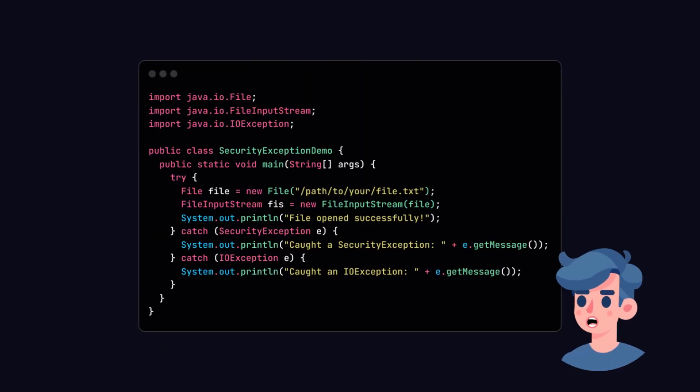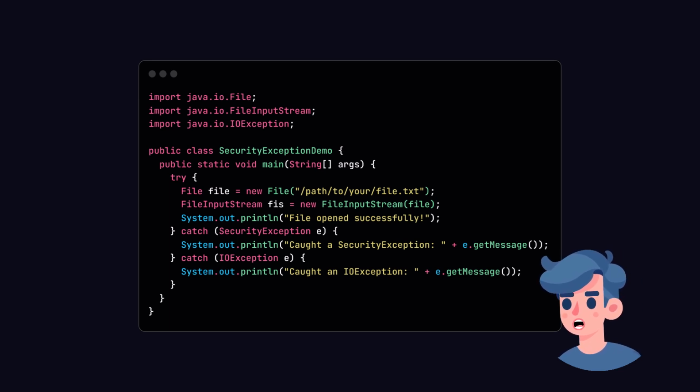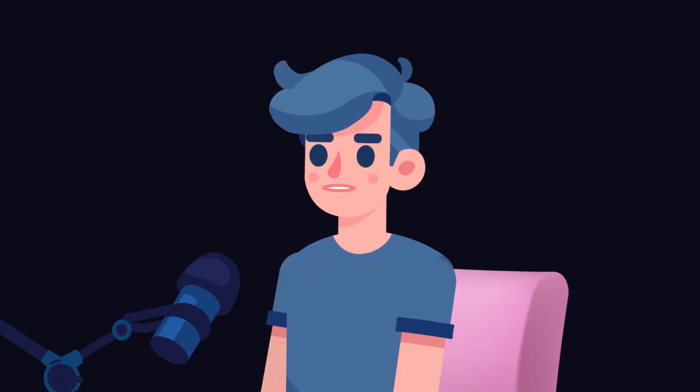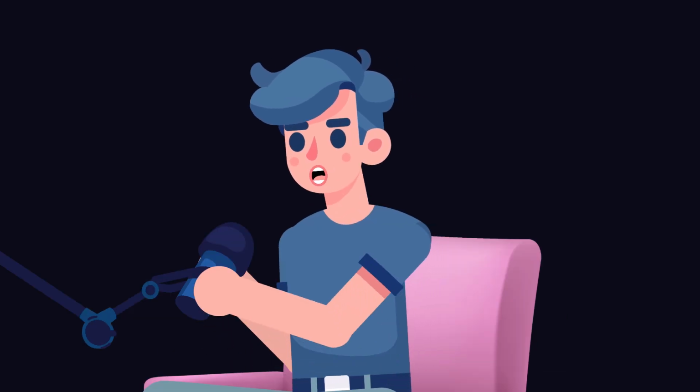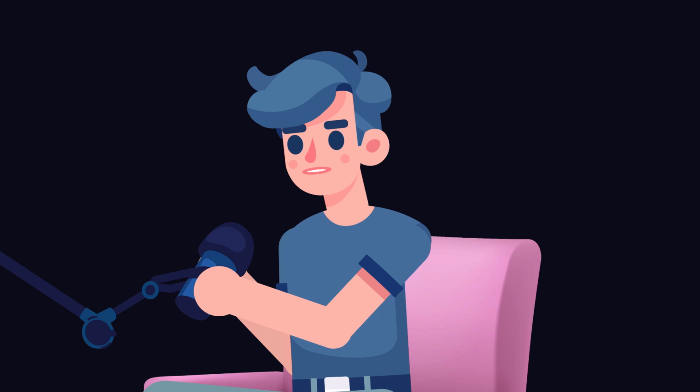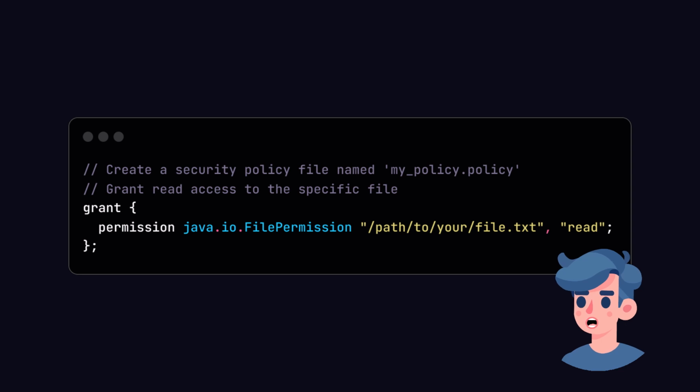Now, let's look at an example that triggers a security exception. In this example, we're going to try reading a file without having the right permissions. Here, we attempt to open a file. If the Java Security Manager prevents this access due to insufficient permissions, a security exception will be thrown, which we catch and handle accordingly. To run this code and see it in action, ensure you have a security policy set up that grants the necessary permissions.